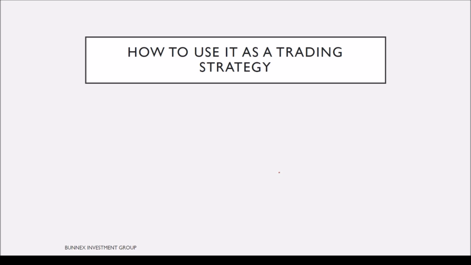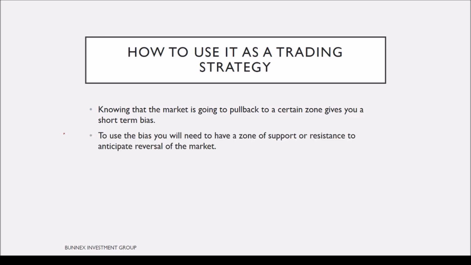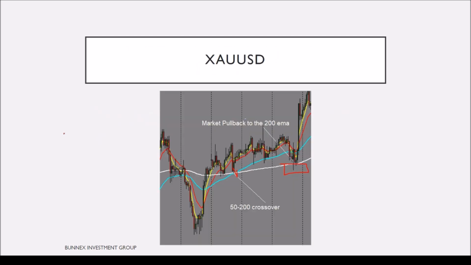So here's how you can use this as a trading strategy. Knowing that the market is going to pull back to a certain zone gives you a short-term bias. So basically knowing that we had a crossover and we are going to retrace or pull back to this zone will actually give you a bias within the market. To use the bias, you need to have a zone of support or resistance to anticipate the reversal of the market. What do we mean? Let's go back to our examples.